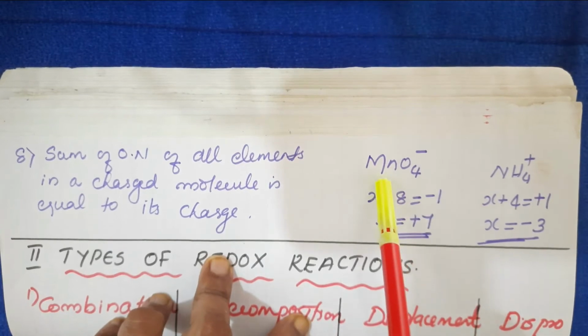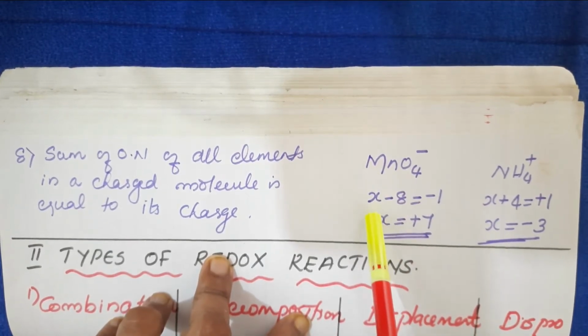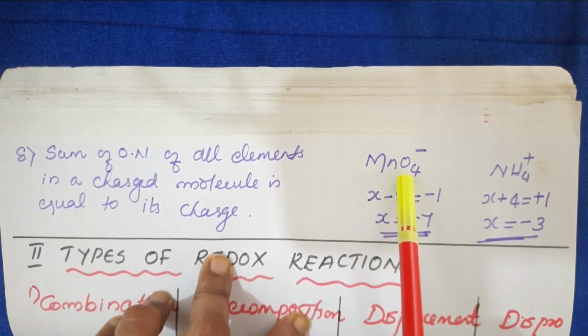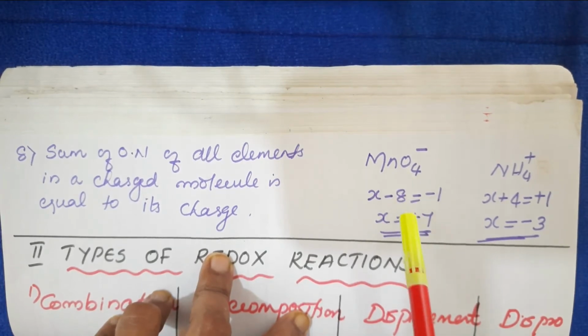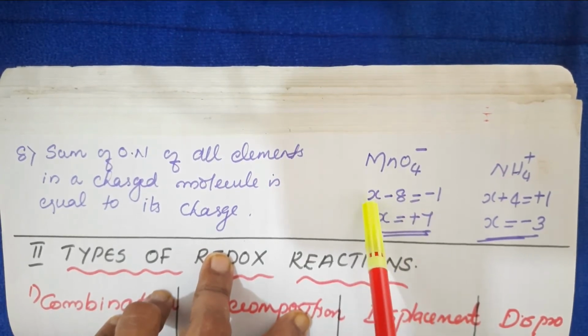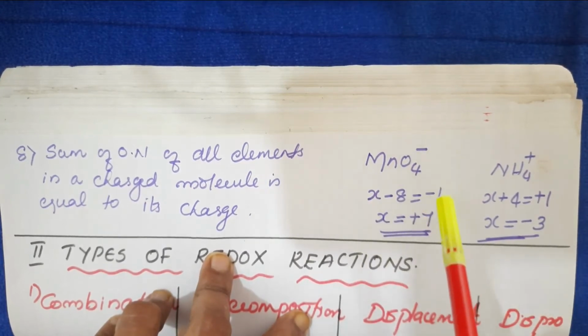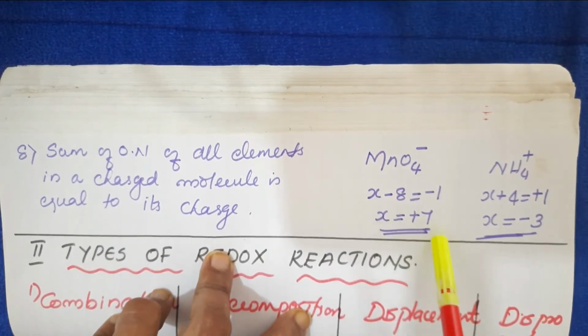What is the oxidation number of manganese? We don't know. Therefore, we are giving X to it. X plus the oxidation number of oxygen is -2. That we know. There are 4 oxygen atoms. Therefore, -2 into 4, -8. The sum of X plus -8 is equal to -1. That is the charge of this species. Therefore, X equals +7.